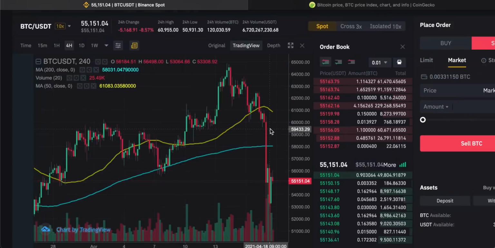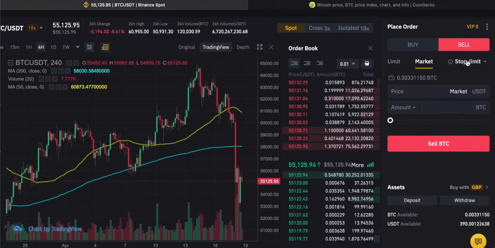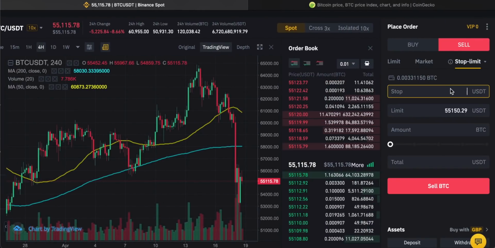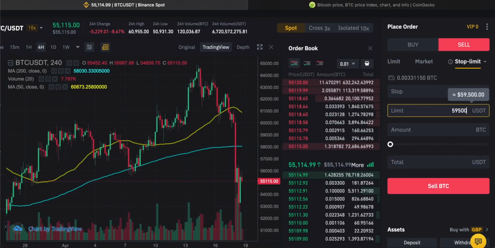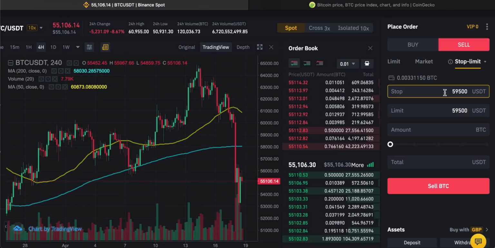But if you'd put a stop loss in, so we can do that now, we can come over to stop limit like this. Maybe let's say 59,500 and we'll match this as well, 59,500. What this is telling the system to do is that if the price of Bitcoin gets down to 59,500, put a limit order in for you and sell your Bitcoin.